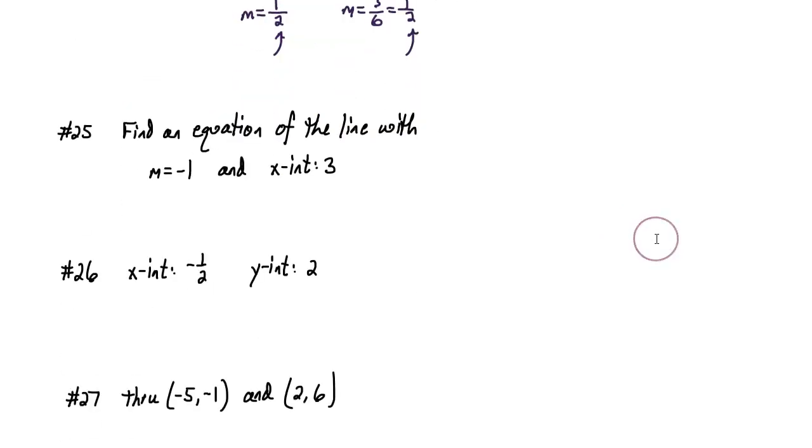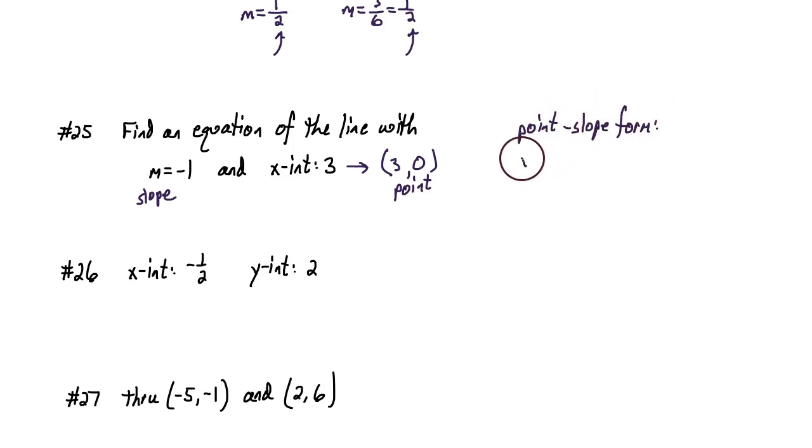Number 25, find an equation for a line if we're given its slope and its x-intercept. Remember what x-intercept means. It is a point, and it's the value of x when the y is 0. So in question 25, we're given the slope and we're given a point. Let's use point-slope form.